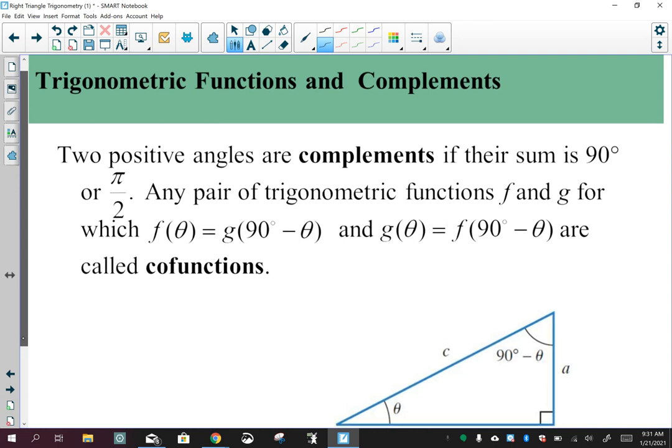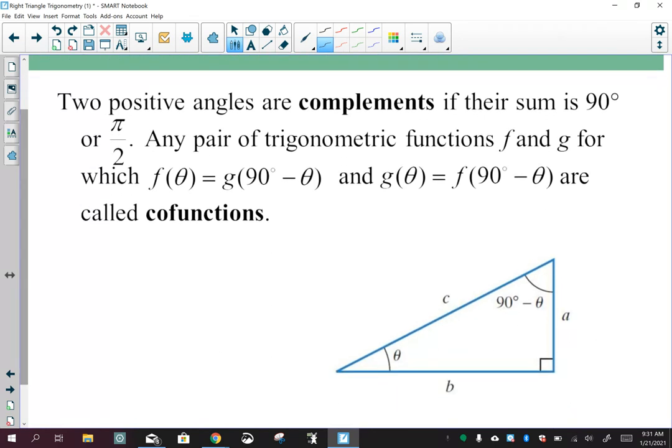Now we're going to talk about complements and cofunctions. In a right triangle, 90 degrees is already used up, which means I have 90 degrees left over for the other two angles. So if one of them is theta, the other one has to be 90 minus theta. So this is 15, and this is 90 minus 15, or 75. That's what a cofunction is.